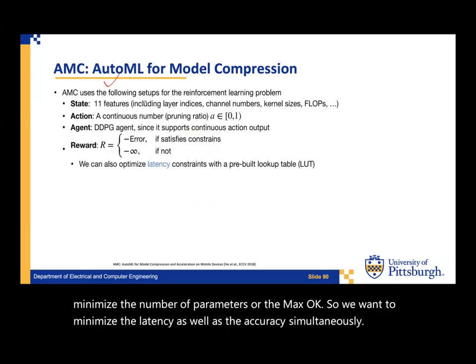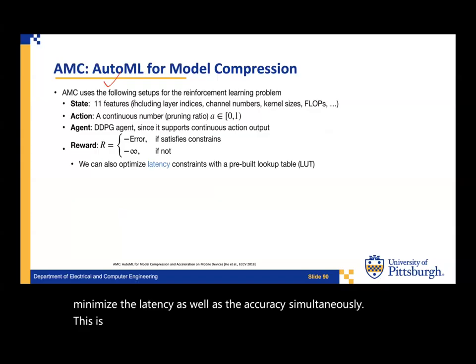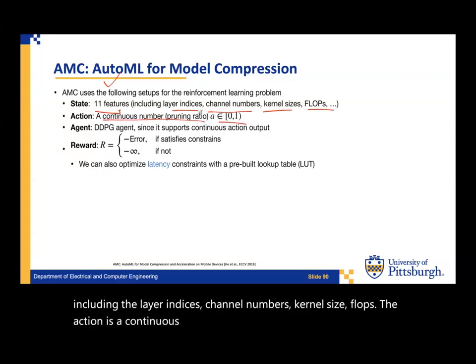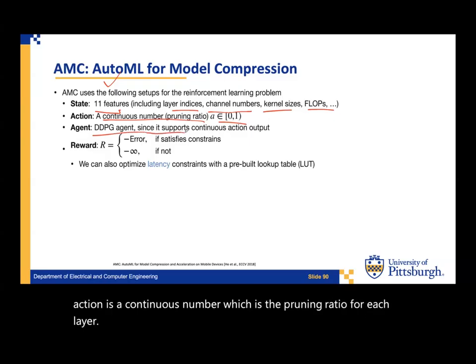This is the formal definition of this AMC. The state is 11 features, including the layer indices, channel numbers, kernel size, FLOPs. The action is a continuous number, which is a pruning ratio for each layer. This agent uses the DDPG algorithm.